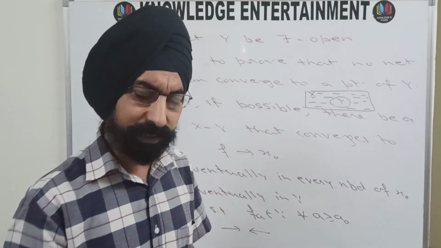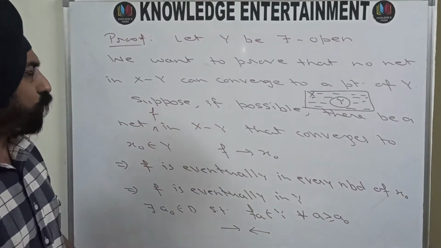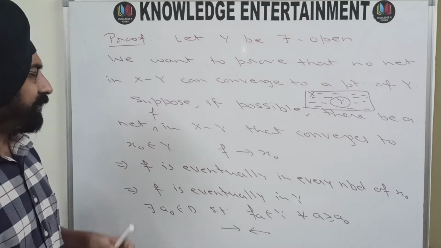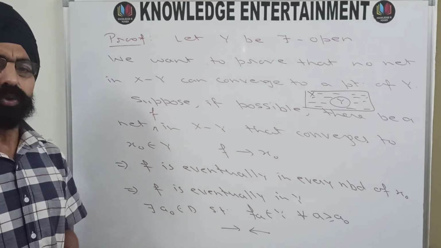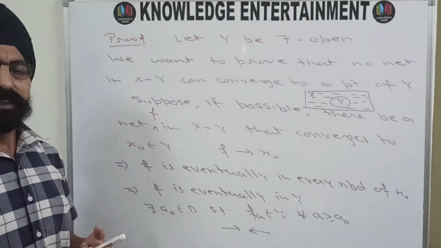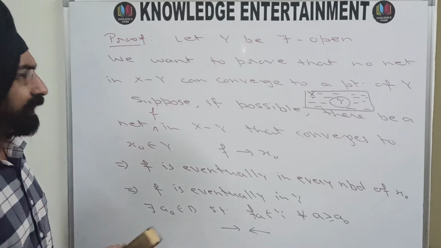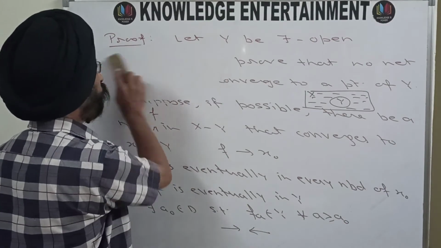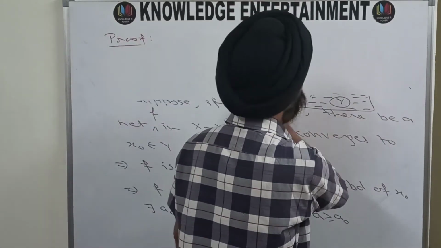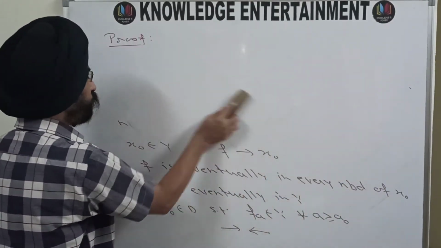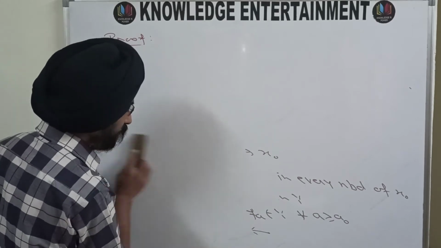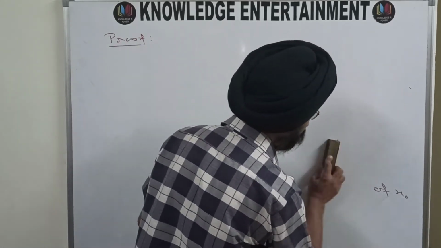And this is a contradiction because we have supposed that there is a net in x minus y that converges to a point in y. So our supposition was wrong. Hence, no net in x minus y can converge to a point of y. So this was the direct proof. And now we are moving towards the converse of this theorem.